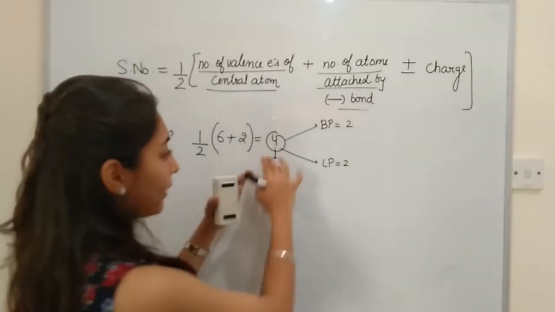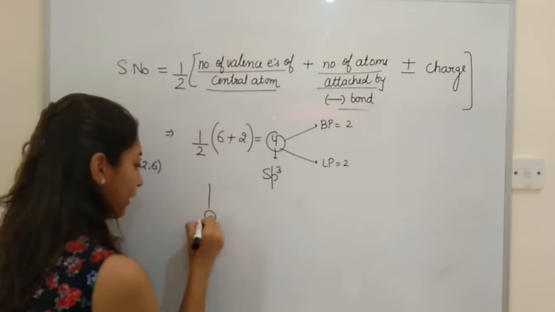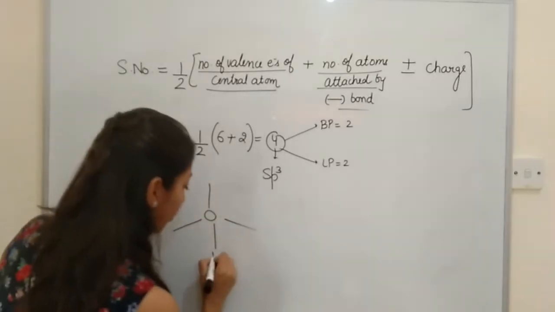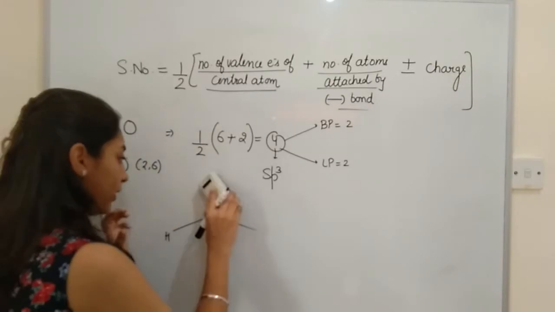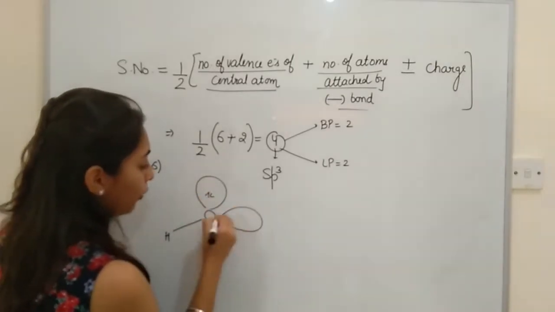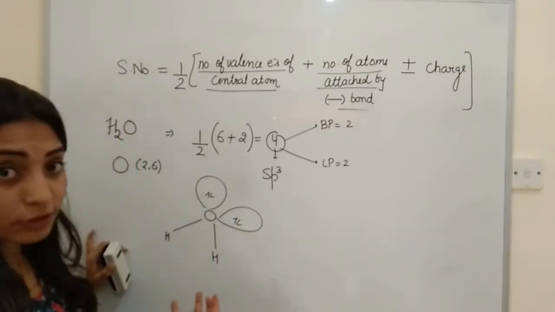Done? Let us first write, if it is sp3, what should be the shape? It should be something like this. Tetrahedral, but only 2 hydrogens we have. That means this and this I have to remove and make them as lone pairs. Done? Now the situation is even more clear.